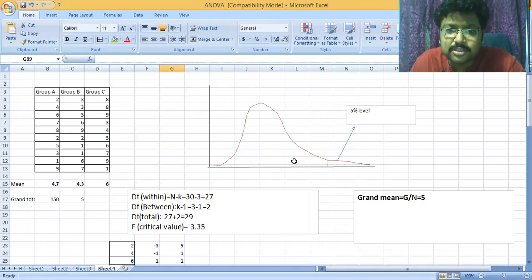What is the null hypothesis? The null hypothesis is that the means of these groups, mu1, mu2, and mu3, are the same. So the means of these groups are the same. There is no significant difference. So this is the understanding of one-way ANOVA.